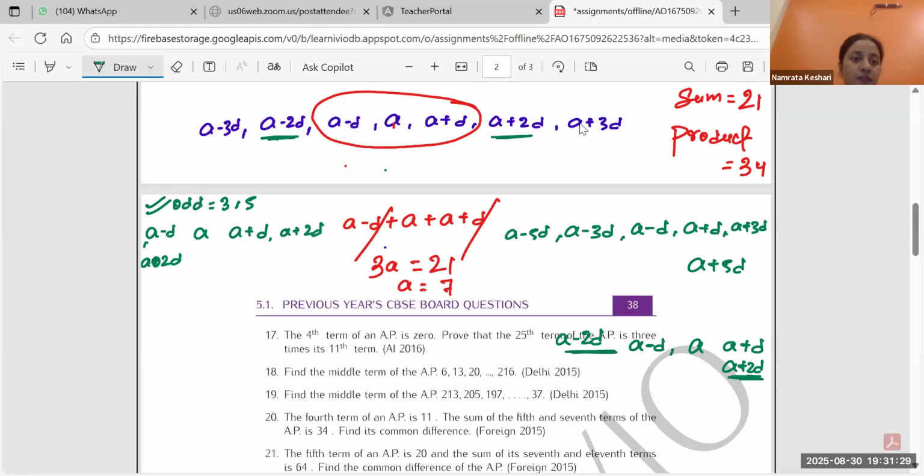Yes, ma'am. Sarah, Afreen, Rayan, is it making sense? Yes, ma'am. Okay. So yeah, I'm keeping this much.